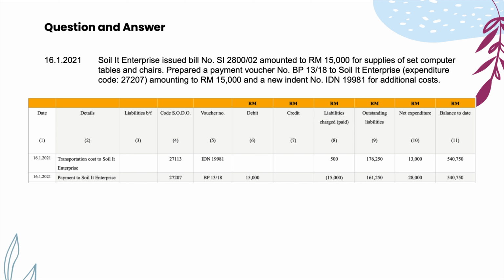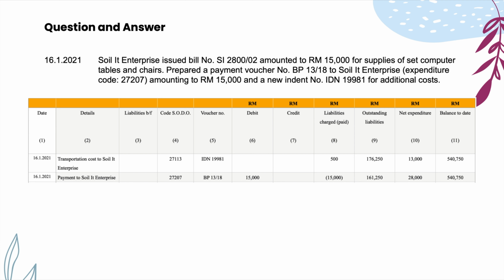Solid Enterprise issued bill number SI 2800/02 amounting to 15,000 ringgit for supplies of set computer tables and chair. Prepare a payment voucher number BP13/18 to Solid Enterprise with expenditure code 27207 amounting to 15,000 ringgit, and a new indent number is IDN 19981 for additional costs. It will affect Part 3, and the column that will be affected is the basic column, and record the amount under liabilities charge. Increase the outstanding liability by 500 ringgit, where I get 500 is the additional cost because Solid Enterprise on 9th January 2021 is 14,500 ringgit.